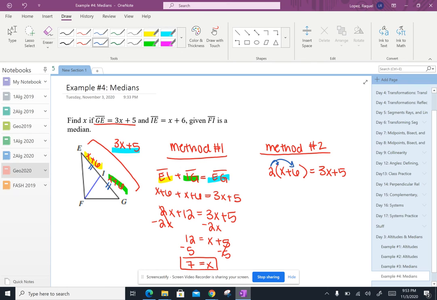So I'm going to start off by distributing that 2 to x plus 6. So I get 2x plus 12 equals 3x plus 5. And then once again, I'm going to subtract 2x on both sides and subtract 5. So I'm left with x equals 7. So no matter which method you use, you end up at the same solution, which is x equals 7.